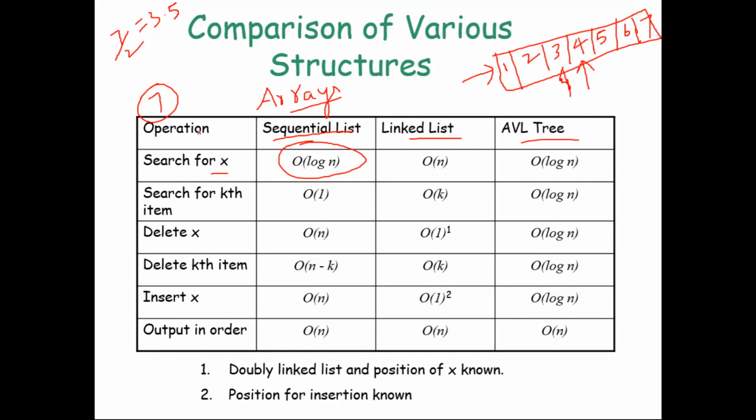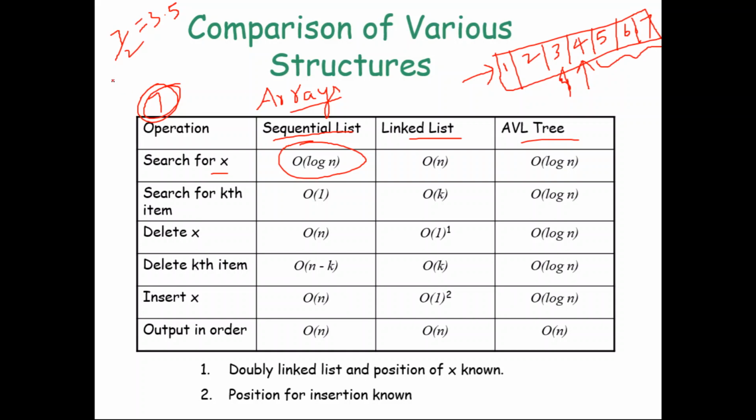What I want to search? 7. So is it greater than 4 or less than 4? It's greater than 4. So it means that it is on the right side of the array, not on the left side of the array. So the right side contains how many elements? Again 3 elements. Okay, the right side contains 3 elements.